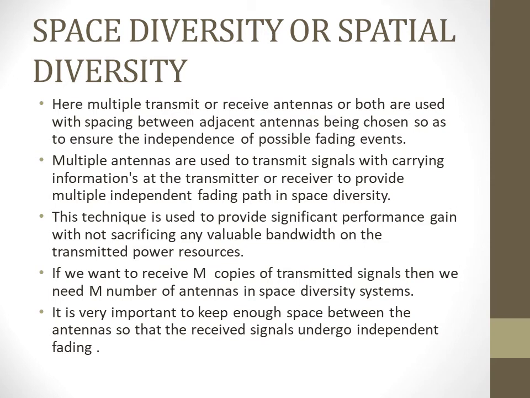If we want to receive m copies of transmitted signals, then we need m number of antennas in space diversity systems. So if we want to receive m copies of the transmitted signal, we also need m number of antennas. That is, the number of transmitted signals is equal to the number of antennas.